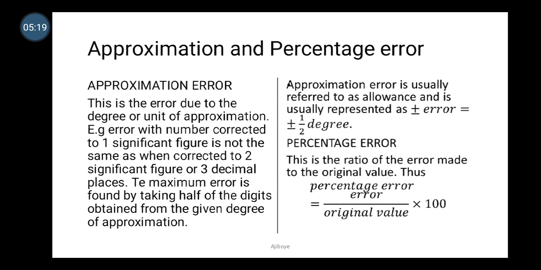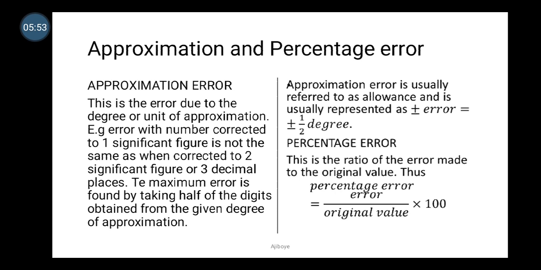Approximation error, on the other hand, is the error due to the degree or unit of approximation. When you approximate, you either round up or round down. So that error, as a result of rounding up or rounding down, is approximation error. And of course, it shouldn't be significant as well. It should be to the barest minimum. It shouldn't bring about a value that will be too different from the original value.